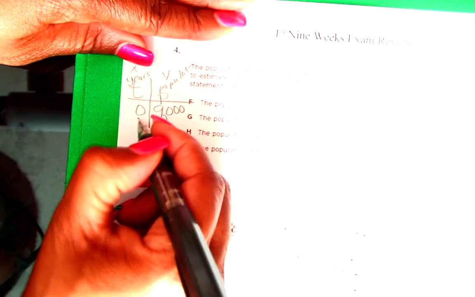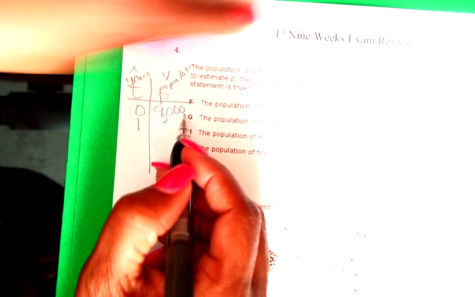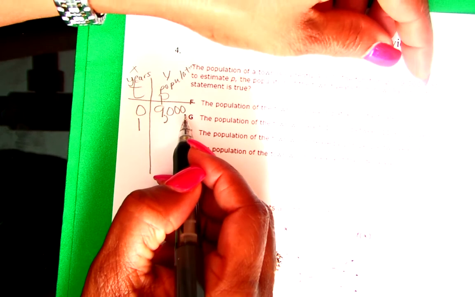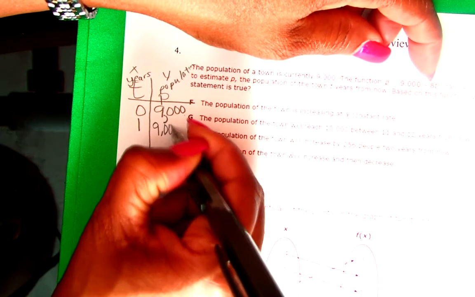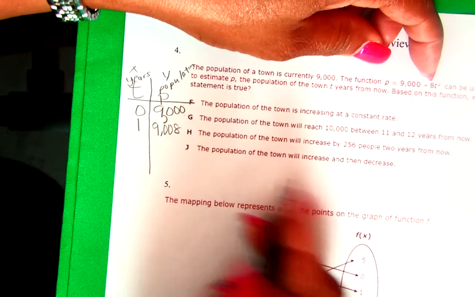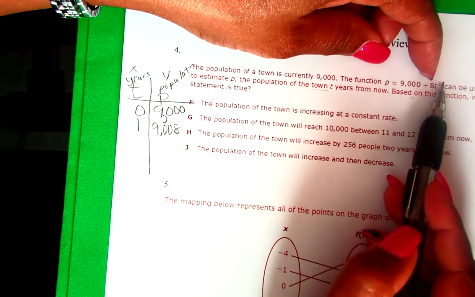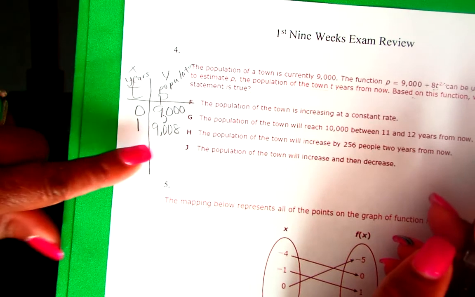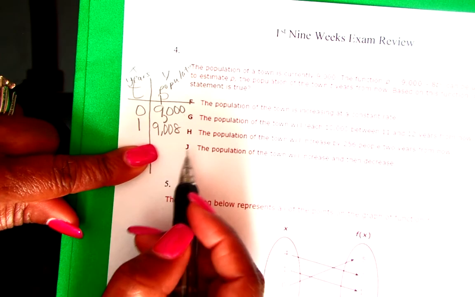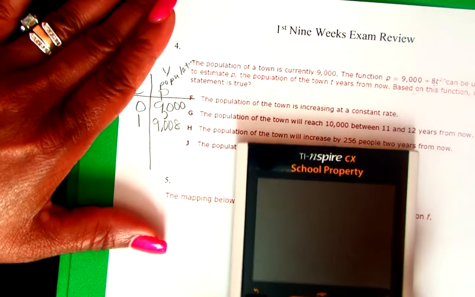Then I can go ahead to 1. After 1 year, they expect the population to be 9,008, because 1 squared is 1, and 1 times 8 is 8, plus 9,000. So 8 people were added on. And you'd be like, oh Lord, it's going to take a long time. Exactly.